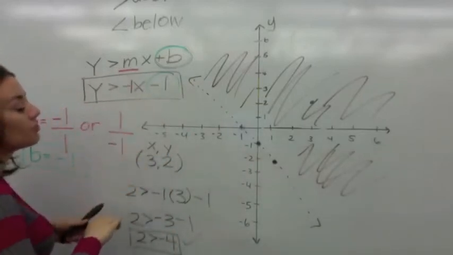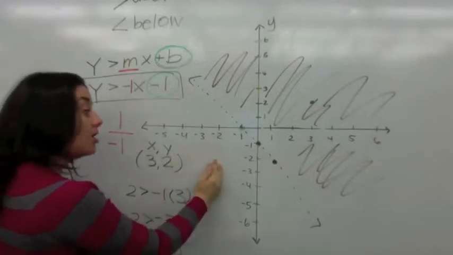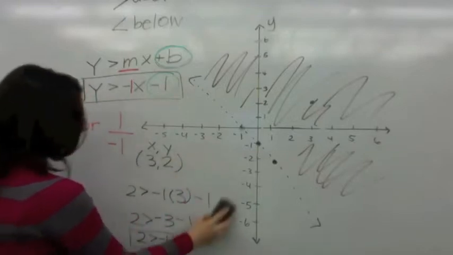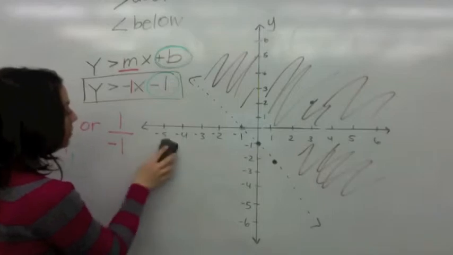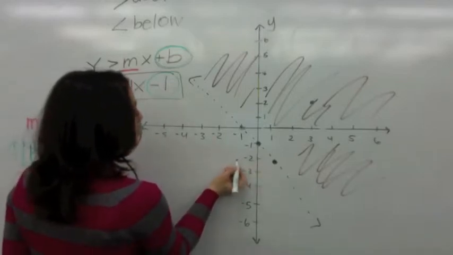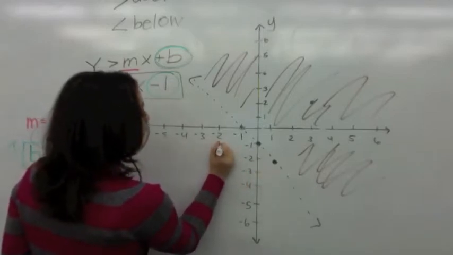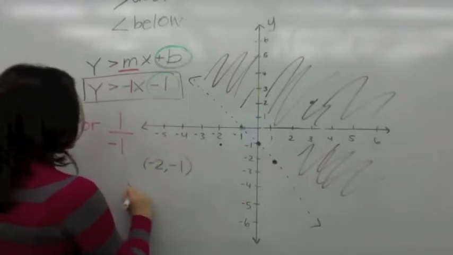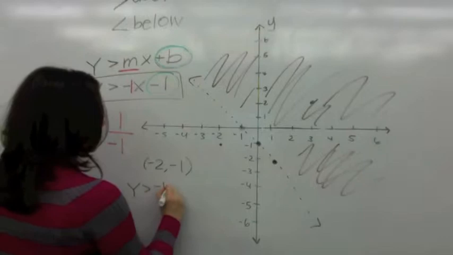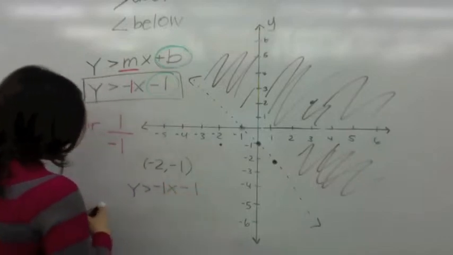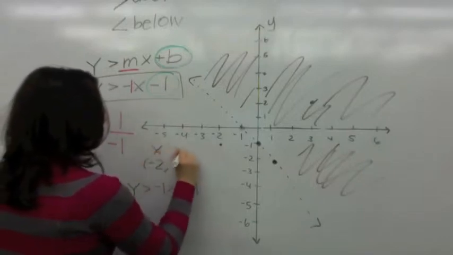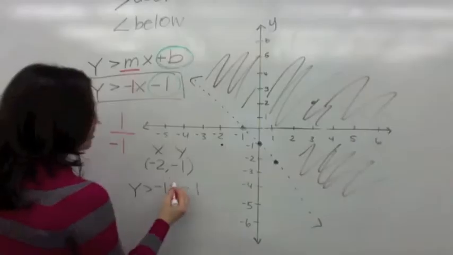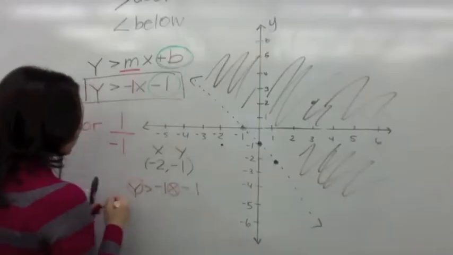If you were to choose a point that is under the line, it would be different. Let's choose a point that's under the line. Why don't we choose (-2, -1)? Okay, so I'll say y is more than -1x minus 1. Let's plug in x and y. We're going to plug in x and we're going to plug in y here.